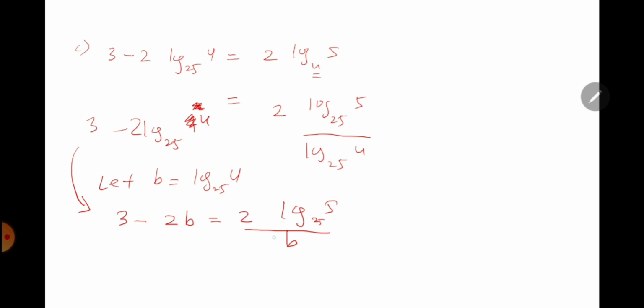Okay, so ini kita akan dapat 3b minus 2b squared equals to 2 of log 25 5, ni you boleh jadikan 5 power 2 kan. Okay, so you will get log 25 5 power 2. So yang ni is log 25 base 5 lah. Okay, so yang ni you will get 1. Okay, so here we have 3b minus 2b squared.